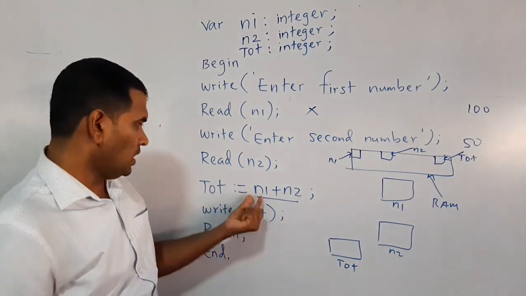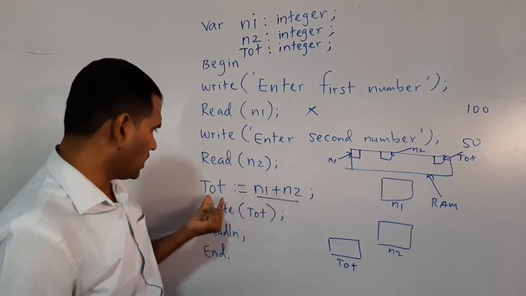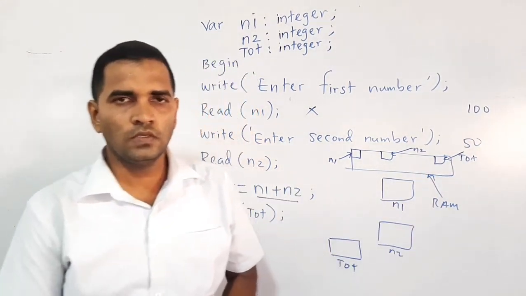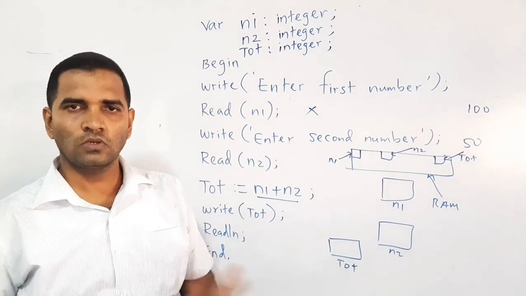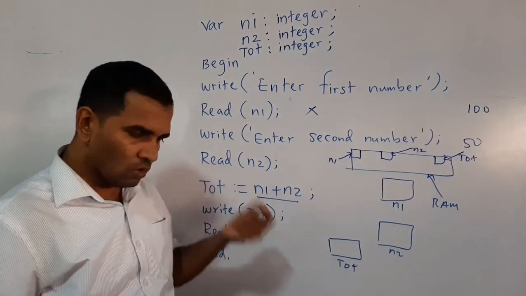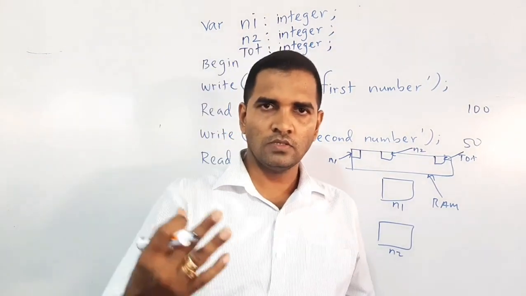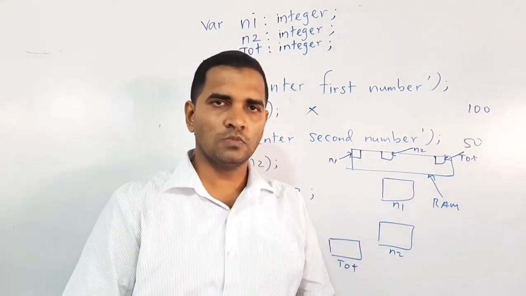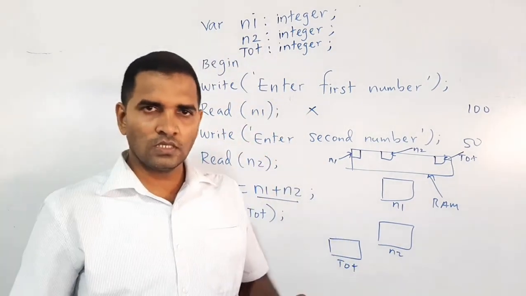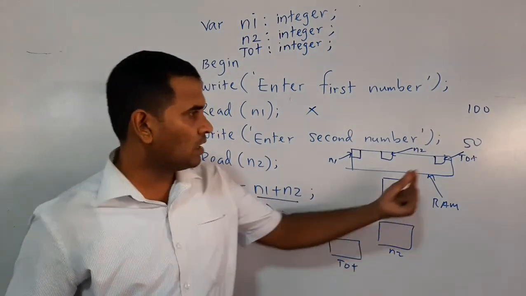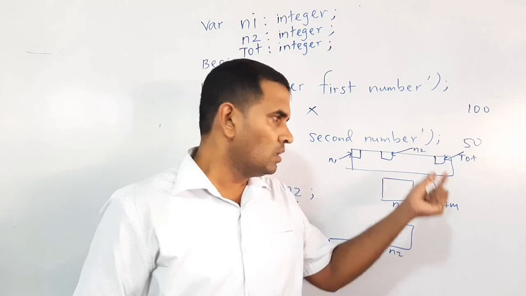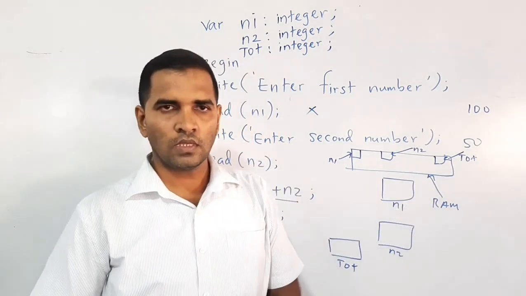So now N1 plus N2, 150, that 150 will be saved in TOT. Now your 150 is kept in TOT. There is no issue, computer understands now. Right? So now you got the answer, or you got what you expected. But the only issue is your answer is found, but your answer is in random access memory. Your answer is in TOT. Where is TOT? That is in main memory, random access memory.